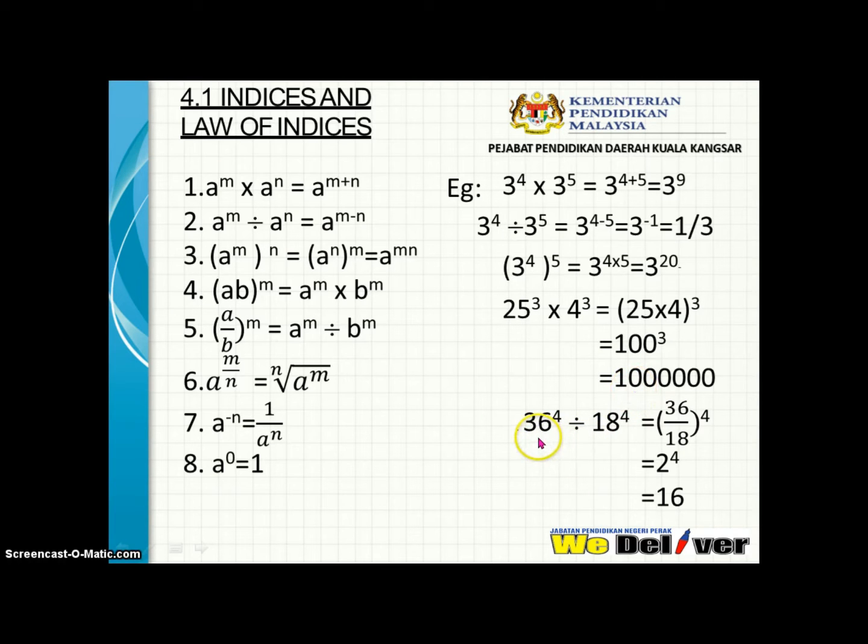Okay, and for this example, 36 to the power of 4 divided by 18 to the power of 4. So we group 36 over 18 to the power of 4. 36 over 18 can be simplified as 2. So 2 to the power of 4 equals 16. Number 6, this one is fractional index, where a to the power of m per n we can write as nth root of a to the power of m. And the last one actually is a special case for indices. Any base to the power of 0 equals 1.